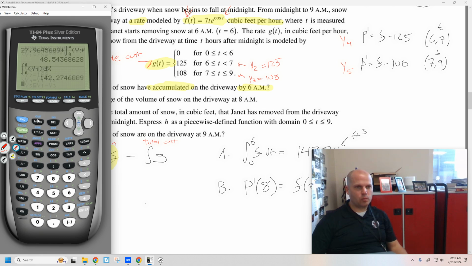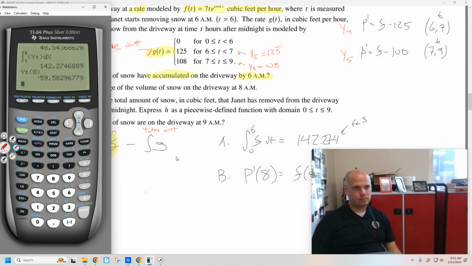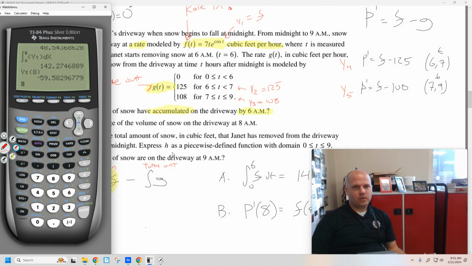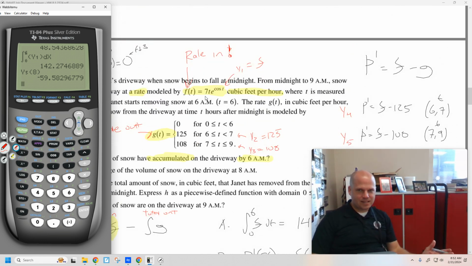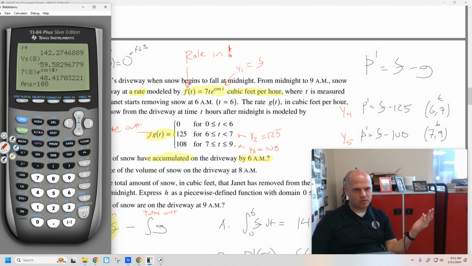Watch what you can do in the home screen. You can go Y5 with parentheses 8, and it plugs in 8 into Y5 for you. Boom. Or you could plug in 8 into F, whether it's using Y1 or just plugging in 8. Sometimes we lose this when we use Y1 and Y2. Plug in 8 into F. This is your rate in minus your rate out. Boom. See all the different ways I can get this number.